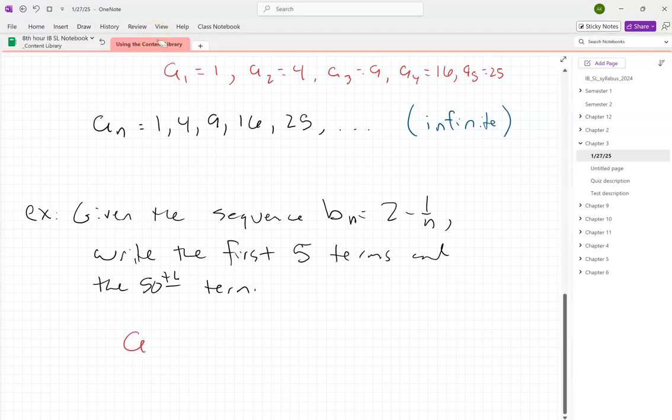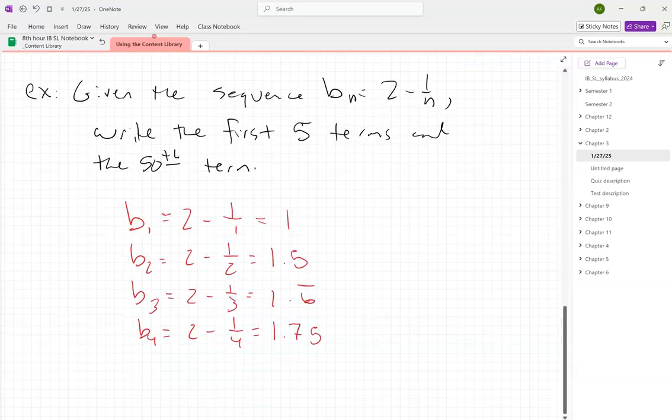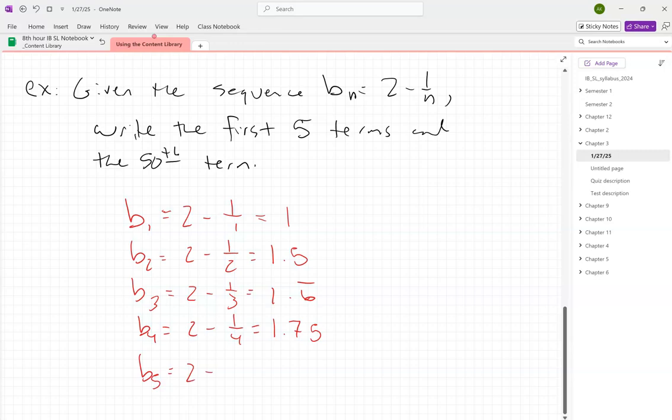So the first term is going to be b sub 1. To get that, all I'm going to do is fill 1 in for n. To get the second term, we're just going to fill 2 in for n. To get the third term, we're going to fill 3 in for n. To get the fourth term, we're going to plug 4 in for n. To get the fifth term, we'll plug 5 in for n. And to get the 50th term, we're going to plug 50 in for n.